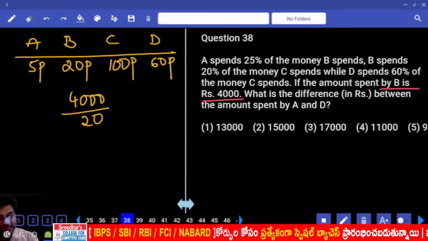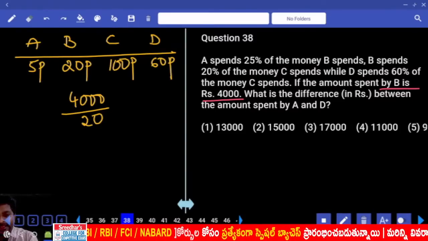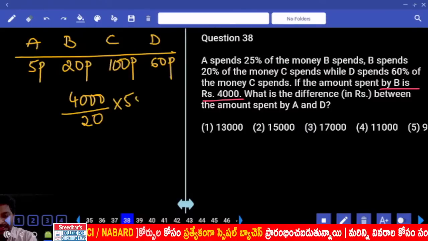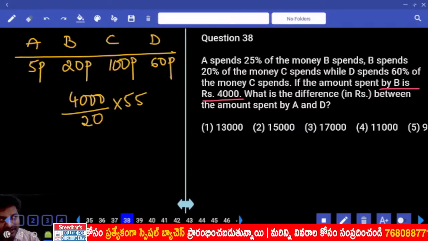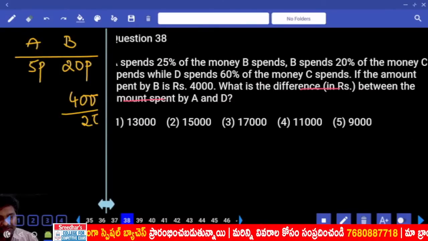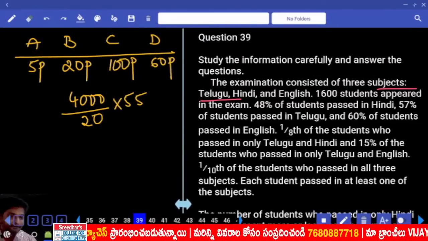Difference between amount spent by A and D. A and D spends 50, 5 parts. Answer should be a multiple of 11. How many options are multiples of 11? Come on. Only one.